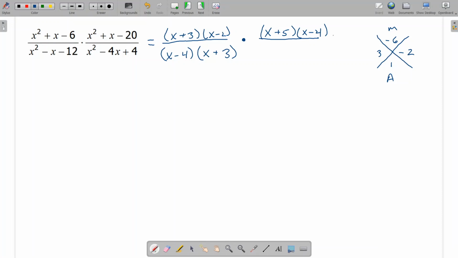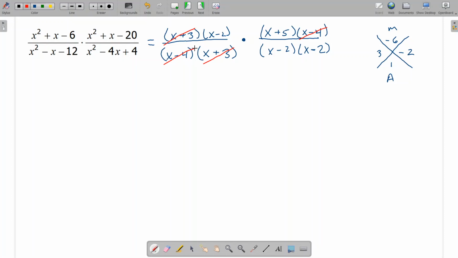And then in the denominator, we need two numbers that multiply to +4 and add to -4. So that's going to be two -2's. So at this point, everything is factored, and we're looking for those common factors that can cancel out. I noticed that I have some x plus 3's that can cancel. I have x minus 4's that cancel, and I have x minus 2's that cancel.